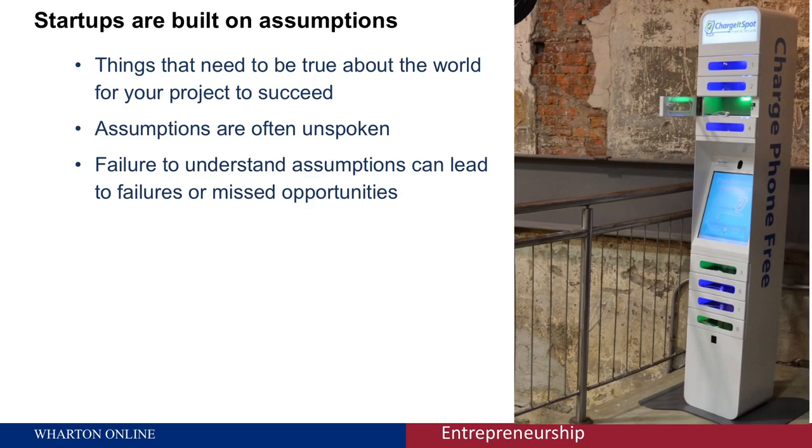The picture that you see on the screen is of Charge It Spot. So Charge It Spot is a startup that started in one of my classes. And the idea was to build a cell phone charging tower. So you'd put this in various retail shops. And when your cell phone was running low on batteries, you'd bring it to the Charge It Spot and charge it for free while you shopped. And the idea is very good.